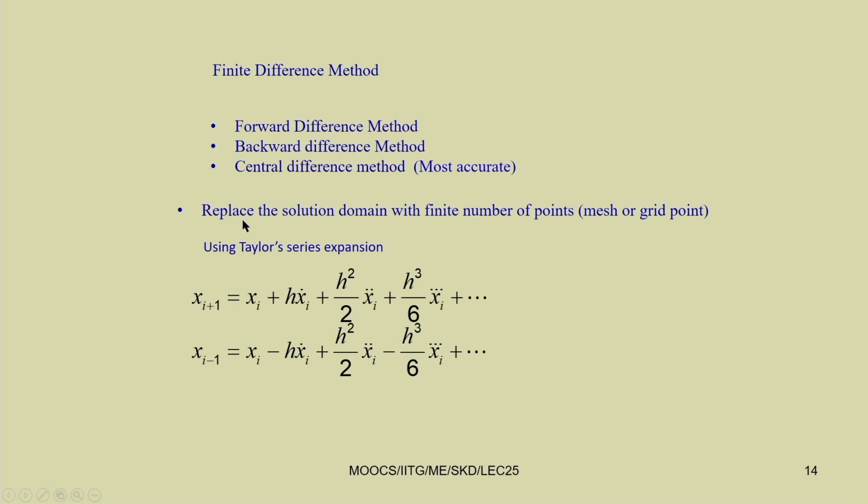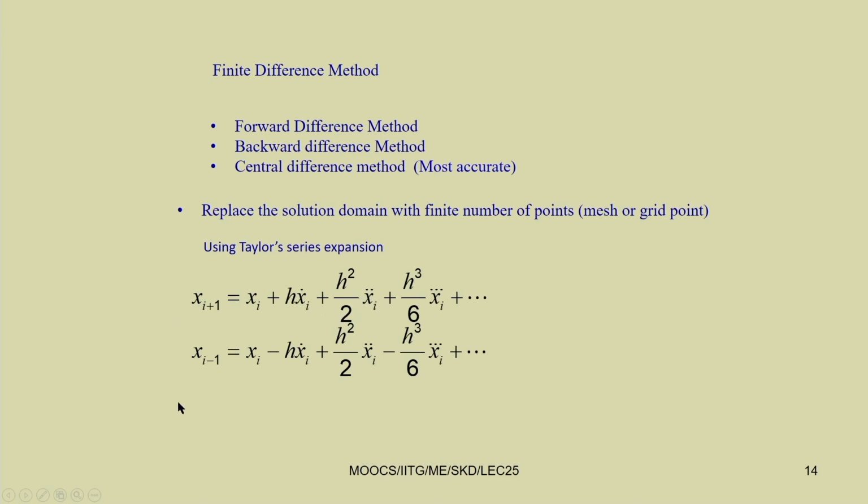We can replace the solution domain with a finite number of points, mesh or grid points, and then by using the Taylor series we can expand and write x I plus 1 equal to x I plus h x I dot plus h square by 2 x I double dot plus h cube by 6 x I triple dot, and so on. Neglecting the higher terms, x I plus 1 equals x I plus h x I dot plus h square by 2 x I double dot.